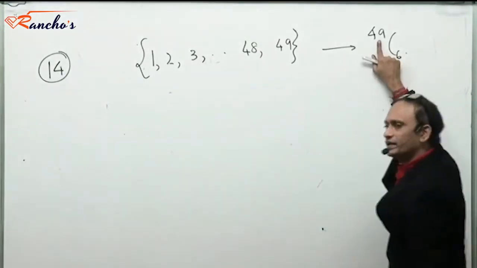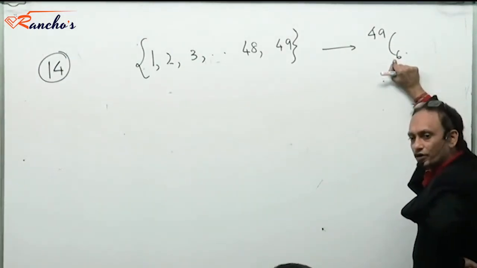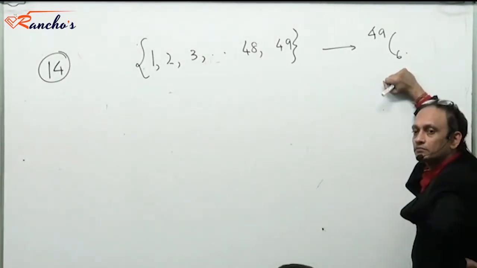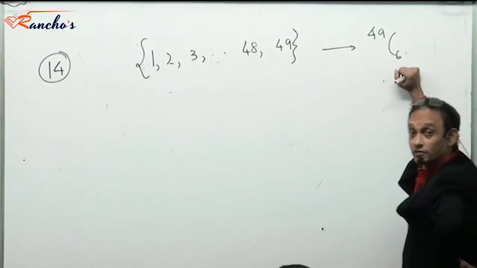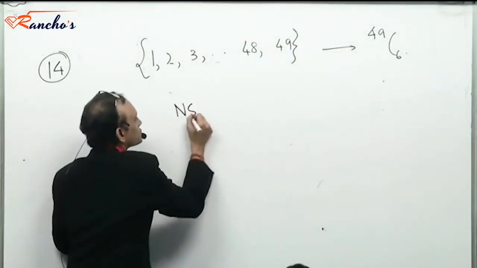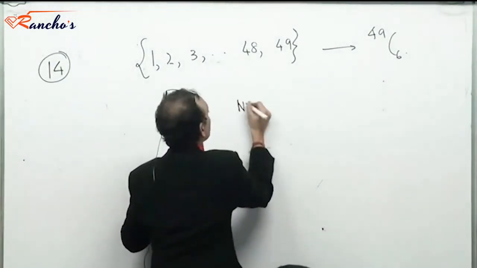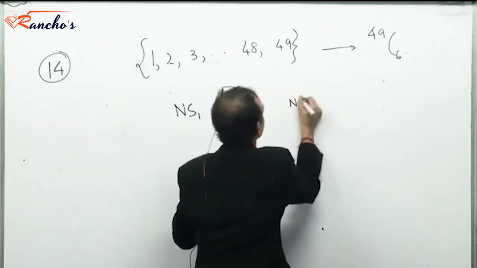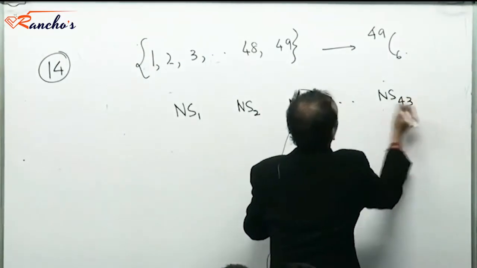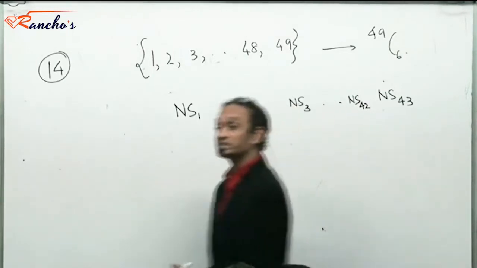So from 49, we can select in all 49 C 6 ways. 6 can be selected in 49 C 6 ways. So if we are selecting 6, how many are we not selecting? 43 we are not selecting, right? So NS1 is one non-selected entity. NS2 is the second non-selected entity. NS3 the third non-selected entity. NS43. These are the 43 non-selected entities.